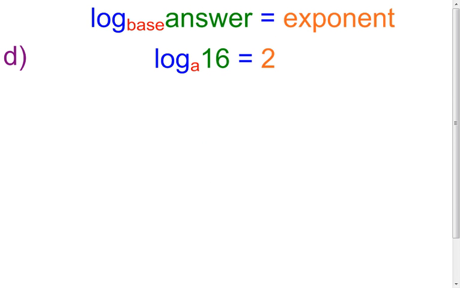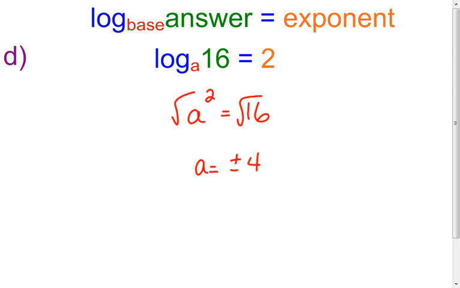All right, and one more like this. Again, base, exponent, answer. Okay, so if I want to solve for a now, I have to take the square root, and the square root of 16 comes out to be positive or negative 4. Okay, and there we go.